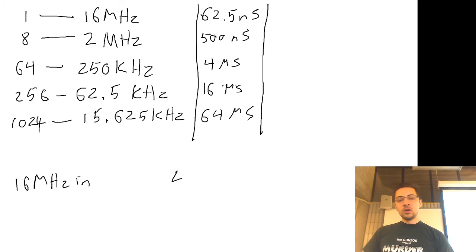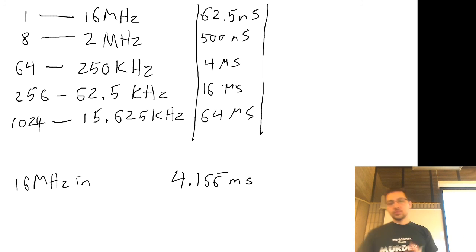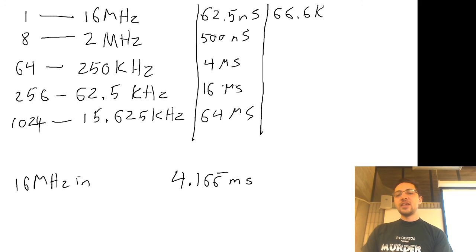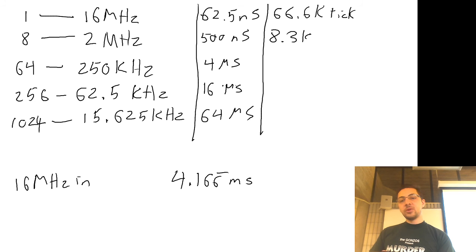Well, if we want to go 4.166 repeating milliseconds, we can calculate the number of prescale ticks. As we said, 62.5 nanoseconds, that's like 66.6 thousand ticks. Okay, 1 divided by 240 divided by 500 nano, -9. Now I'm down to 8.3 thousand ticks. Still much bigger, right, than our 255.